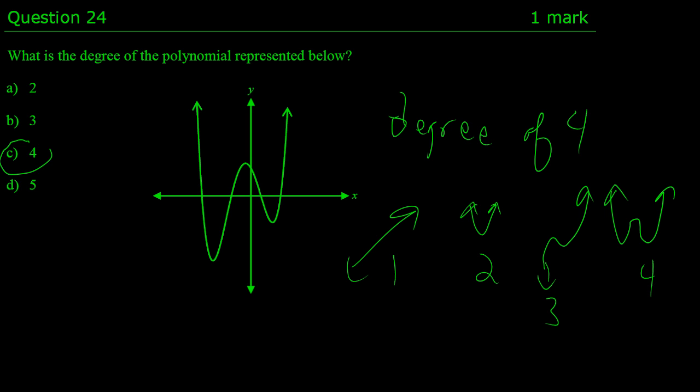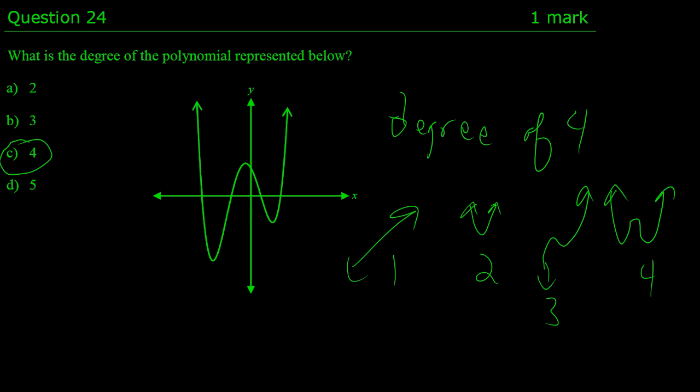The only other question they could ask you is, what is the leading coefficient? And the leading coefficient is just the number in front of the variable with your highest power. So if you have something like 2x cubed plus 7, the 2 is the leading coefficient.